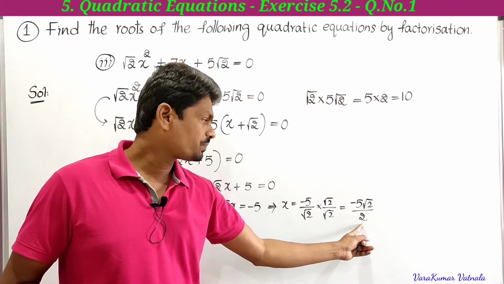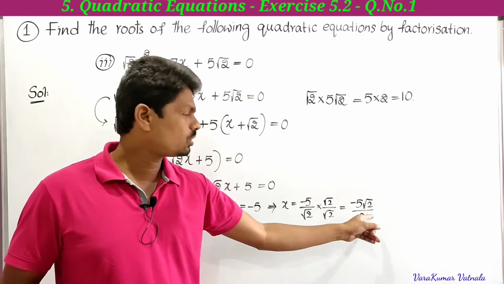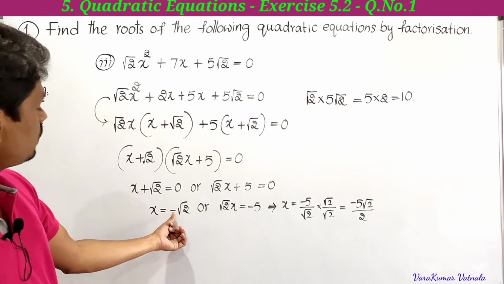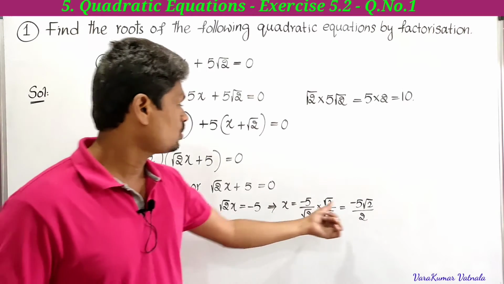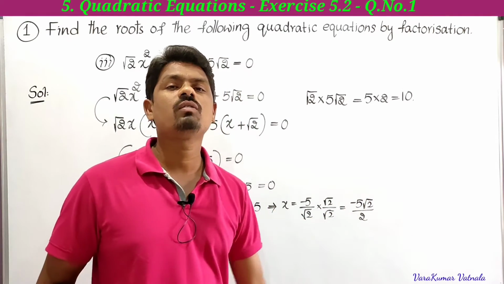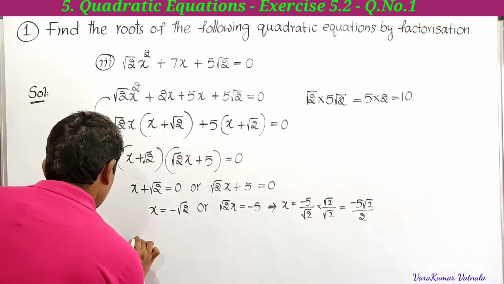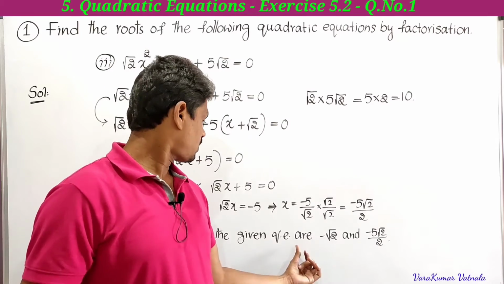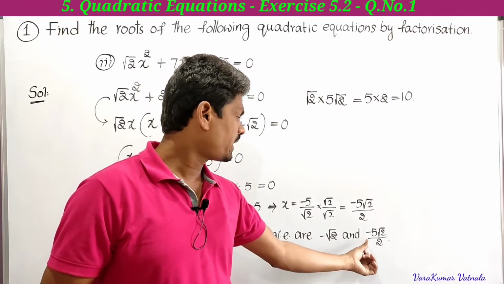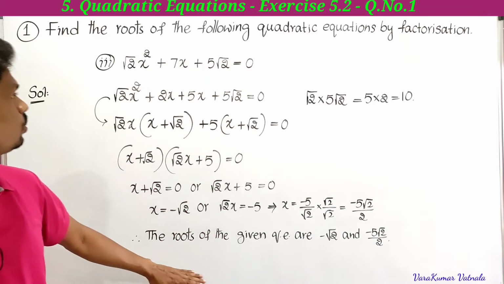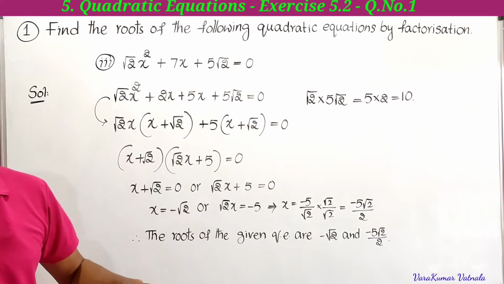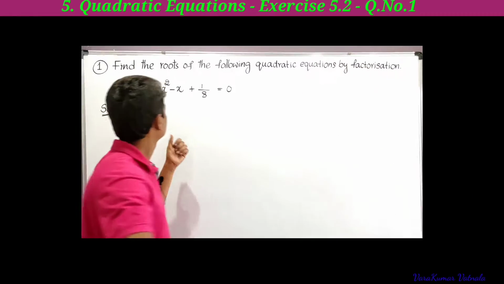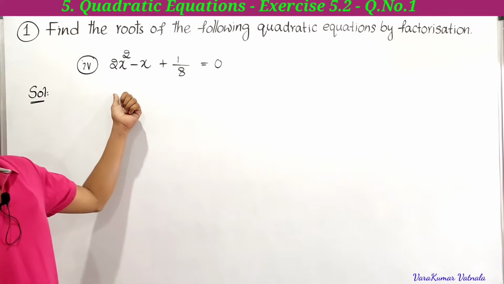Now we got the root term in the numerator. Therefore the roots of the given quadratic equation are minus root 2 and minus 5 root 2 divided by 2. That we have to write there. So this is the third bit in the first problem. Next we have to do the fourth bit, the fourth bit in the first problem.